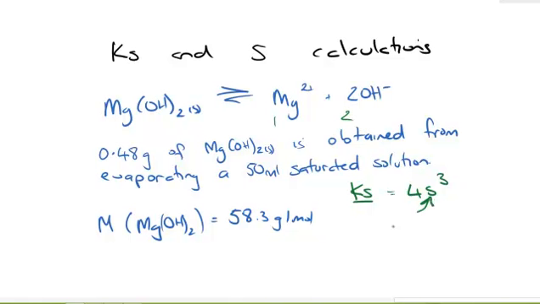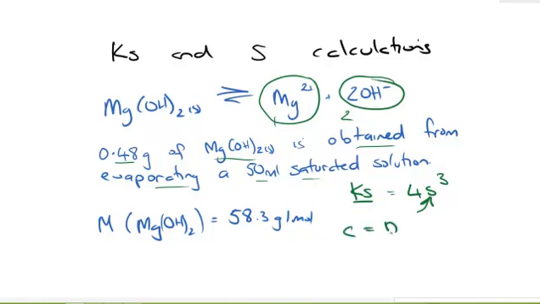Now they haven't given me the solubility, so if they've given me the concentration of this, I could work it out. Or even if they gave me the concentration of this, I could work it out. I'd have to divide it in half, because it's going to be double what S is. But instead, they've done it this way, where they've said 0.48 grams of magnesium hydroxide solid is obtained from evaporating a 50 ml saturated solution. Now, this is another way of just giving you the solubility. So, you need to use a formula, moles divided by volume. You need to know that.